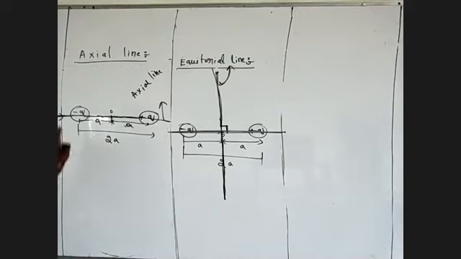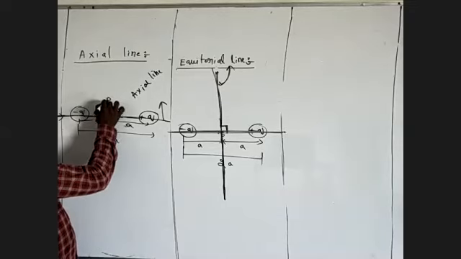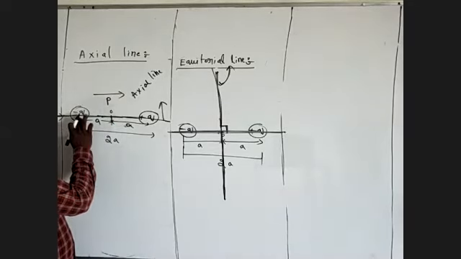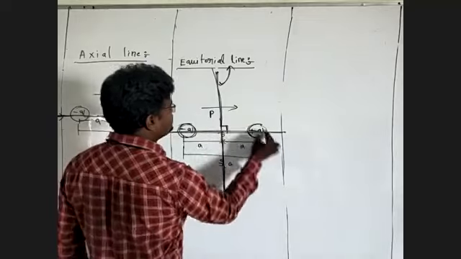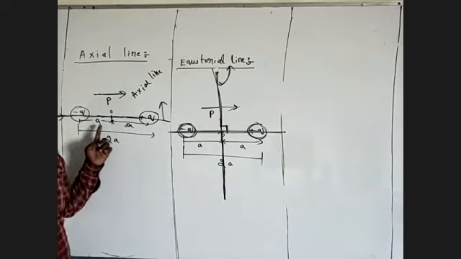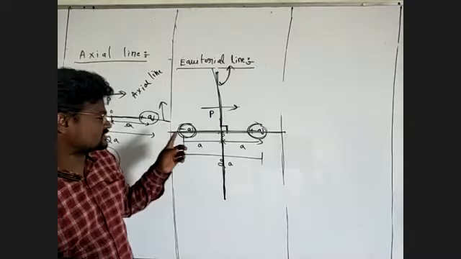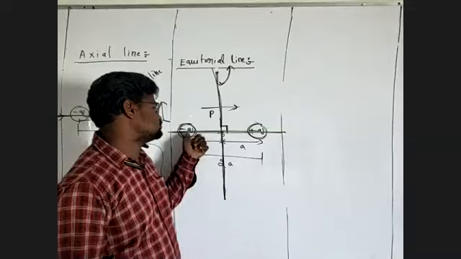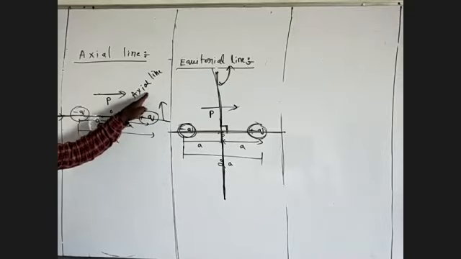The direction of the electric dipole moment is always from negative to positive. Here also, negative to positive. This is the direction of the dipole moment. This is the axial line and that is the equatorial line. One straight line passes through the negative charge to the positive charge. This straight line is called the axial line.